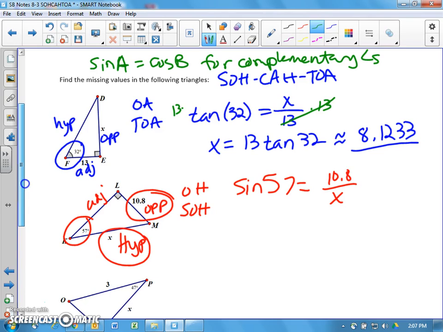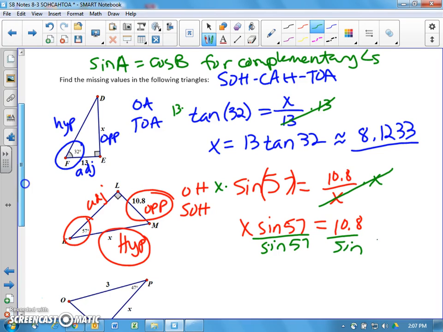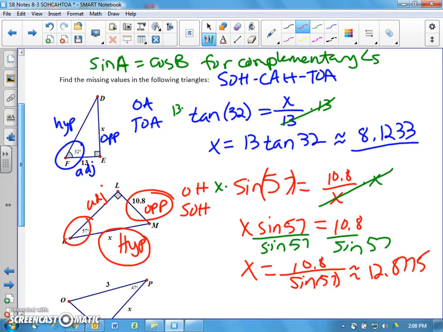To solve this, I'm still going to multiply, but what I'm multiplying by is my x. So now I have x times the sine of 57 equal to 10.8. So to solve for x, I need to divide by the sine of 57. So what I'm typing into my calculator is 10.8 divided by the sine of 57 degrees. And when I do that, I'm going to find that it's approximately 12.8775. Stop the video now and try the next triangle.